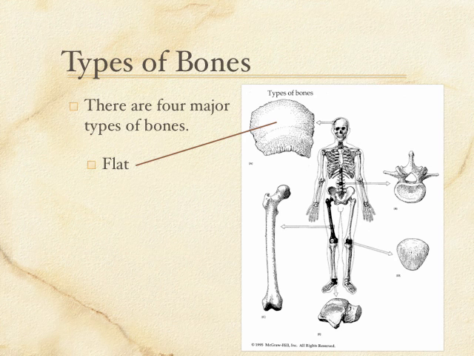A second category that's prominent throughout the human body are what are called long bones. Now you have to be careful with the term long bones. When we say long bones, we don't mean big bones. Long bones have a shape in which they are longer than they are wide.